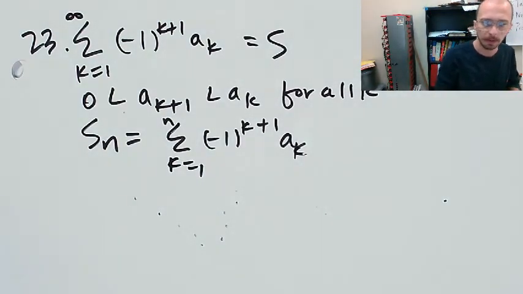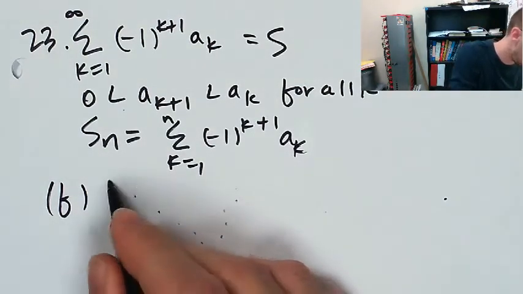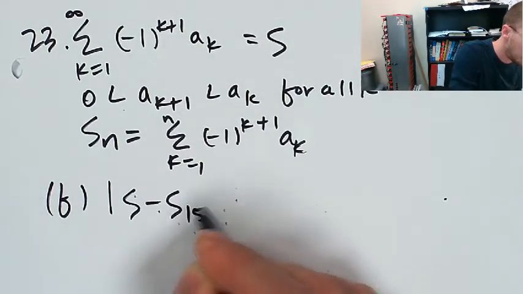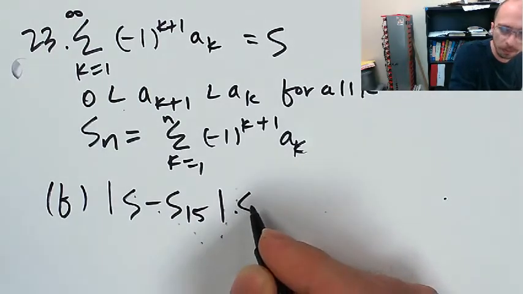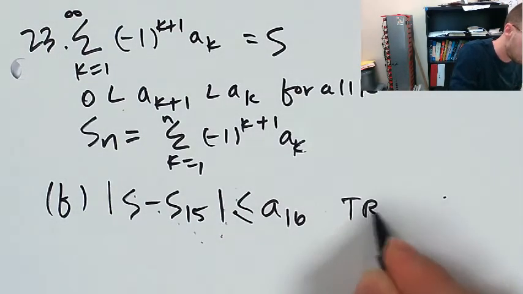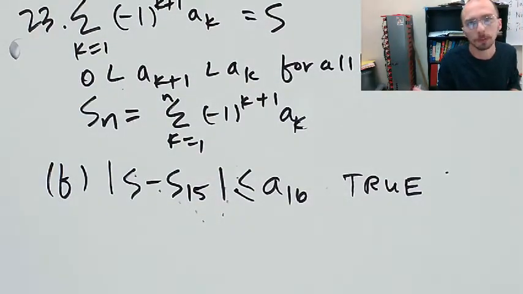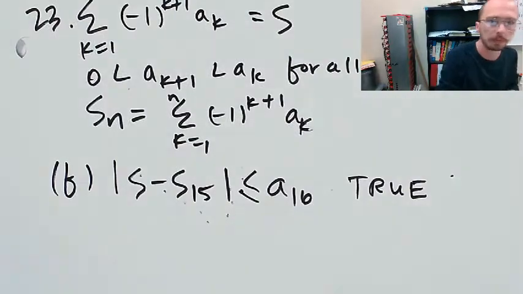And then F is the absolute value of the difference between S and S15 is less than or equal to A16. That's true always, because that's the alternating series error bound, right? That's how we set that up.